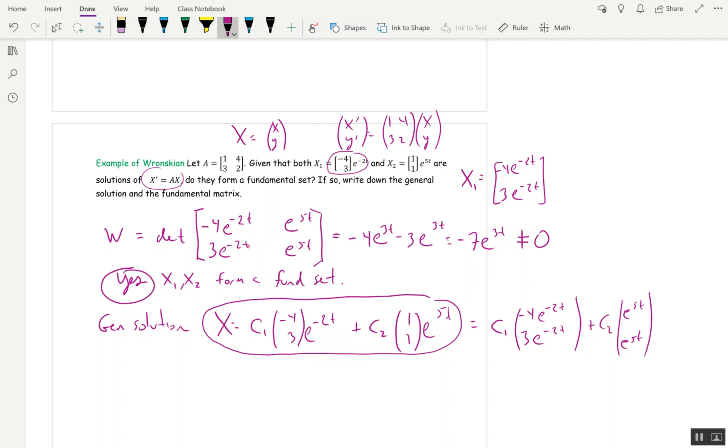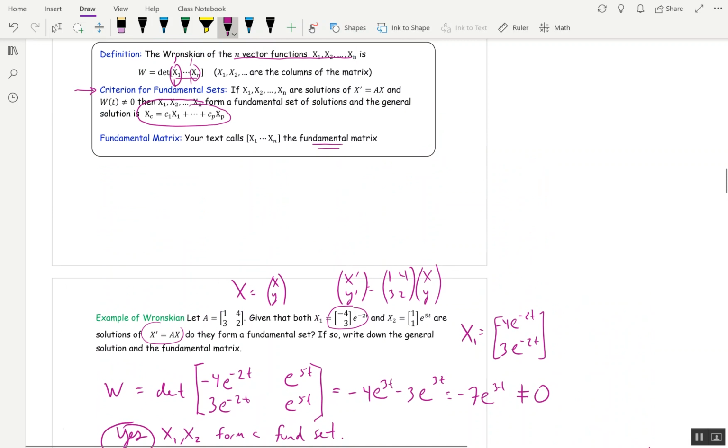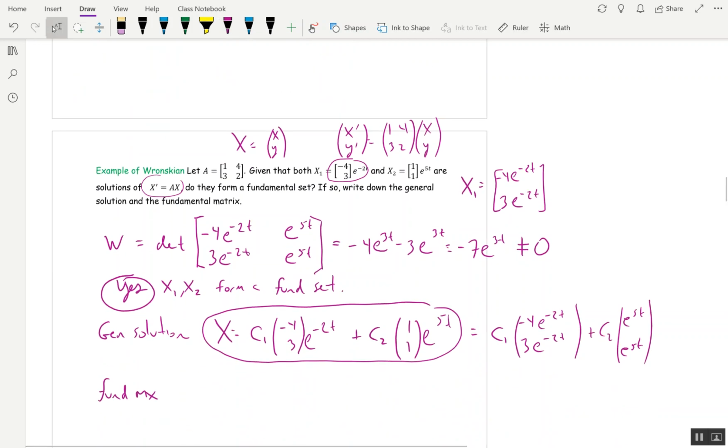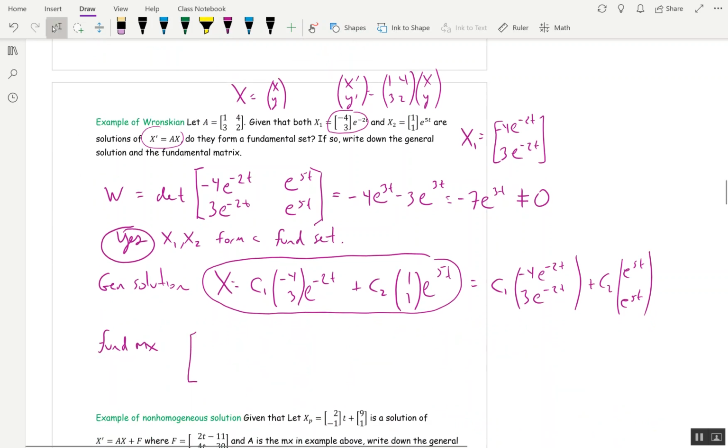Do they form a fundamental set? What's the general solution? And then the fundamental matrix is, so back to our box here, the fundamental matrix is just the matrix with x1 through xn in as columns. So it's the exact same matrix that you took the determinant of to find the Wronskian. So here, there is no choice. You have to distribute those e's. So negative 4 e to the negative 2t, 3 e to the negative 2t, and then e to the 5t, e to the 5t.